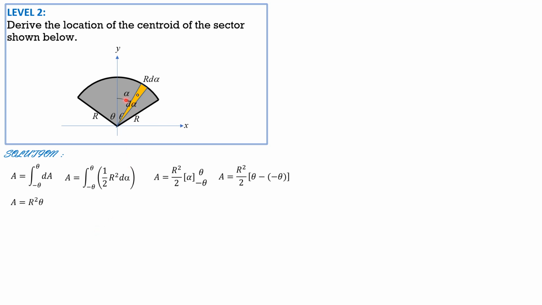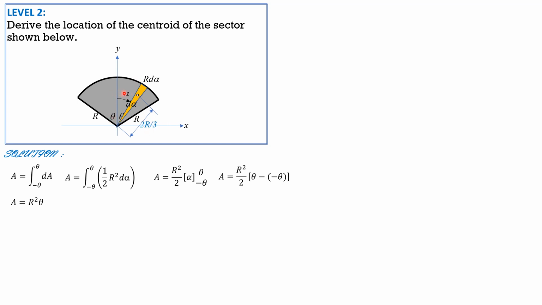So if this is alpha and this is the centroid, from this center to that centroid, because we treat this as a triangle, if the distance of the centroid from the triangle to its base is 1/3 of its height, then this is 2/3 of its height. The height is the radius of this sector. That's the height. So this is 2/3 of r, where r is the height.